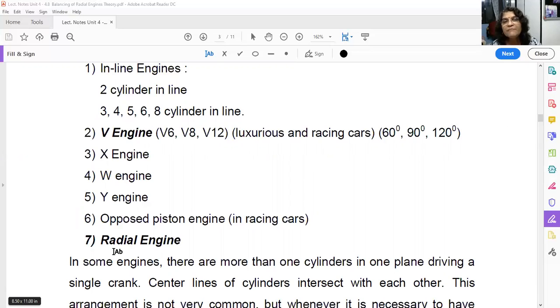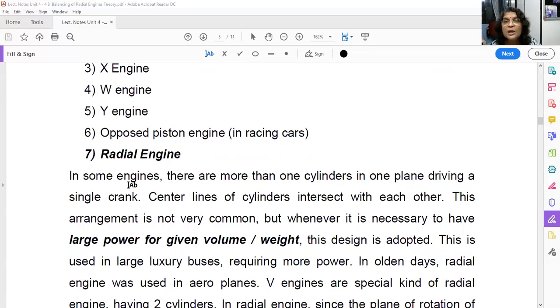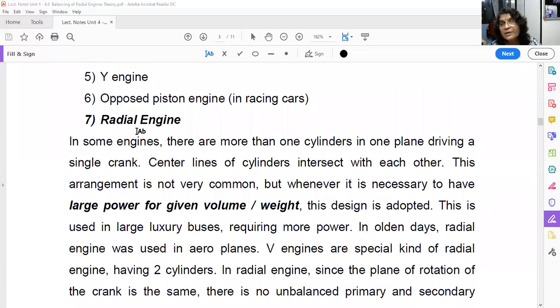For your syllabus, you have to study only the V engine and the radial engine. These others, X, W, Y, are all special cases of the radial engine, but only the V engine, which is a special case of the radial engine, is there for your syllabus. And 3-cylinder, 4-cylinder, that is also there. Now, what do you mean by a radial engine? Where do we use it?